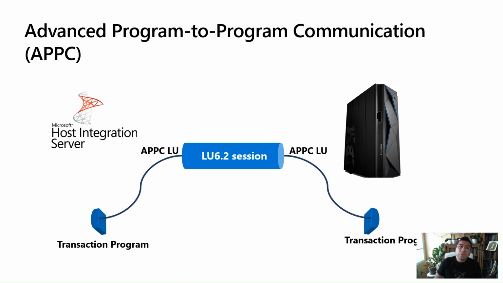When SNA was originally defined, it didn't include a way to allow communication across programs. So they came back with this sophisticated feature called Advanced Program to Program Communication, or APPC. What you see in the graphic here are two transaction programs. There is a transaction program here in the host, a mainframe or a mid-range, and there is the representation of this transaction program in host integration server in the other end, the Windows world, or the non-mainframe, non-mid-range world, or the cloud world, if you will.